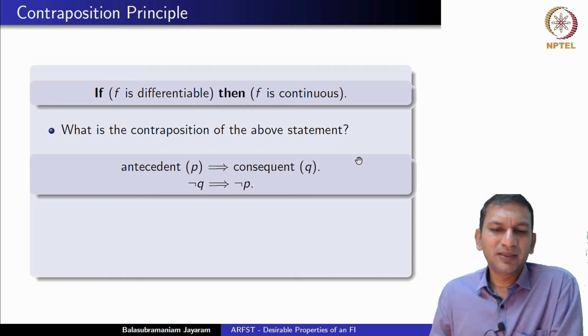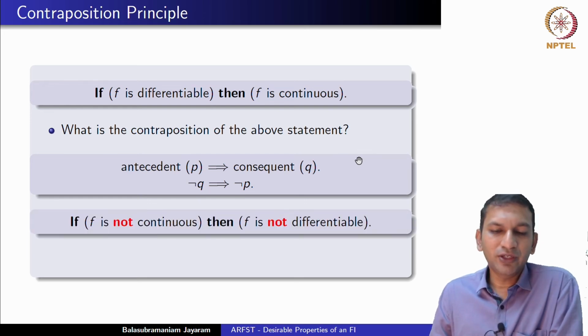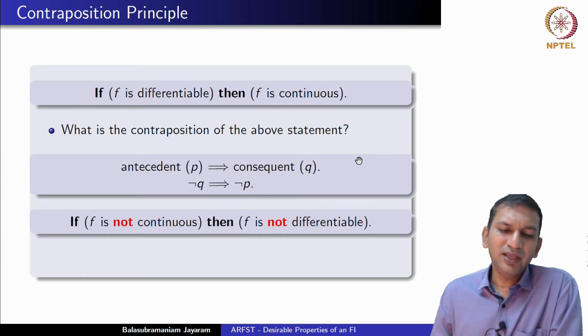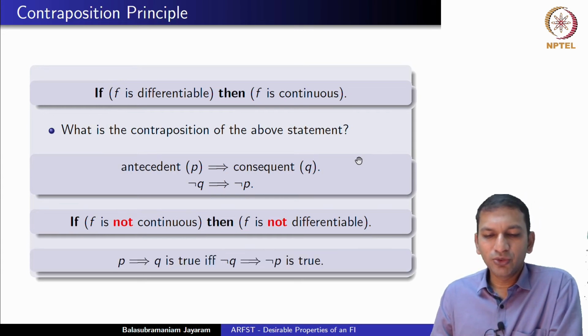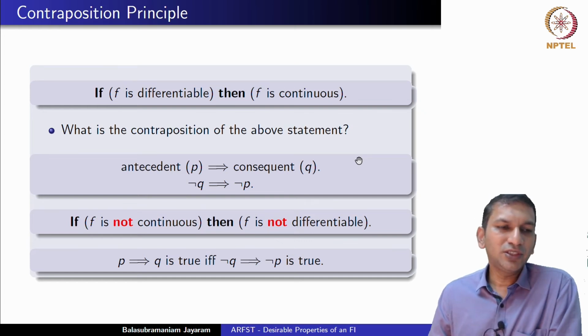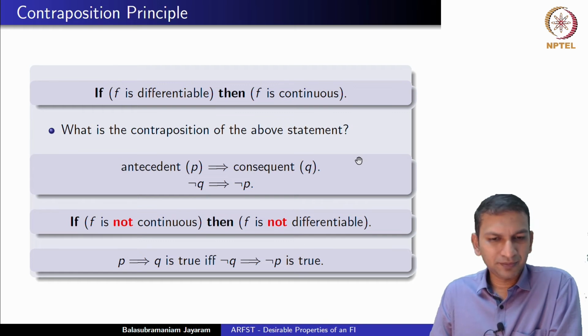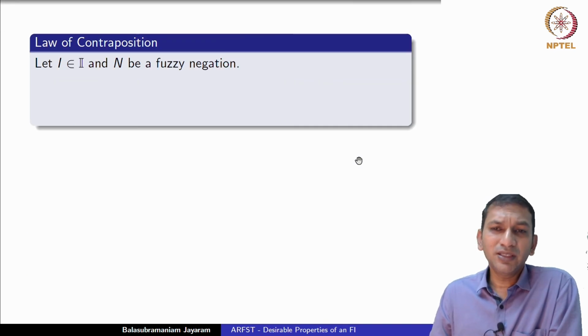So in this particular context, the contrapositive statement of the above conditional statement is nothing but if f is not continuous, then f is not differentiable. So essentially, we see that P implies Q is true if and only if negation Q implies negation P is true. So this is how you could equivalently express it in the case of classical implication. And now this is what we want to carry to that of fuzzy implication. How does this translate in the case of fuzzy implication?